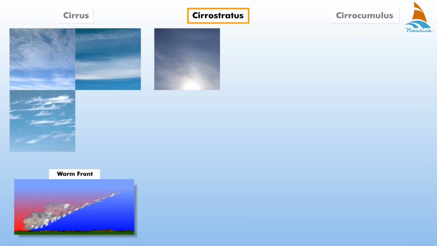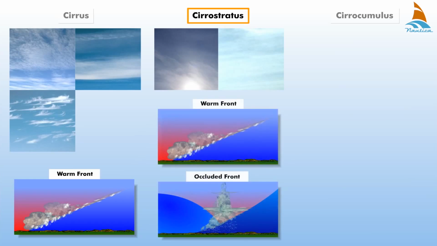Cirrostratus clouds are transparent and show little or no structure. When cirrostratus clouds are increasing and are in a continuous sheet, a warm or occluded weather front will approach, bringing rainy, stormy conditions. You can expect good weather at your location when cirrostratus clouds are not increasing.